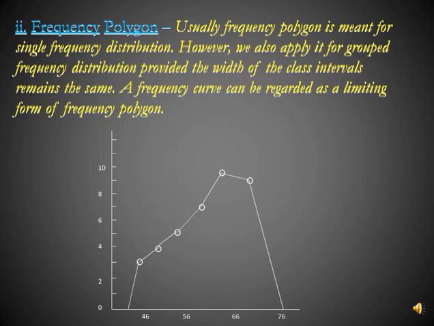We can also obtain a frequency polygon starting with a histogram by adding the midpoints of the upper sides of the rectangles successively and then completing the figure by joining the two ends as shown here.